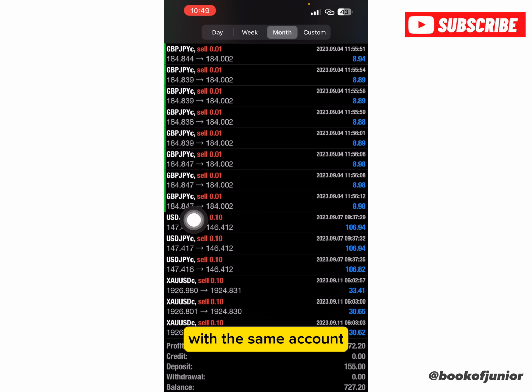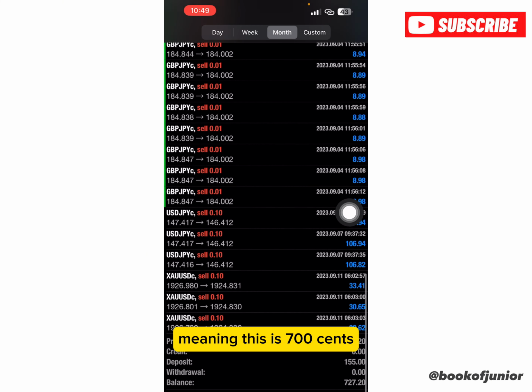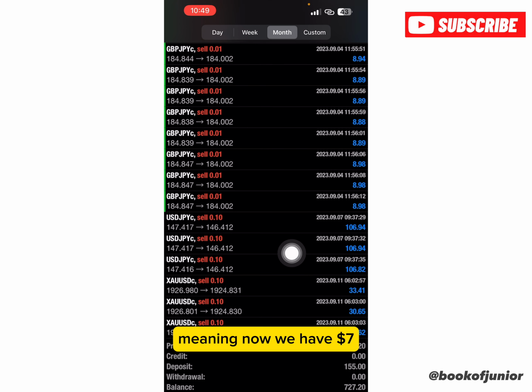With the cent account, you can still use your 0.01 lot size. These are like micro lots, so you can use them here. You can use a 0.10, you understand? On a cent account you can even use a 1 lot size, as your account becomes bigger. So now you can see, traders, we started this account with only $1, so this is 700 cents, our balance, meaning now we have $7.